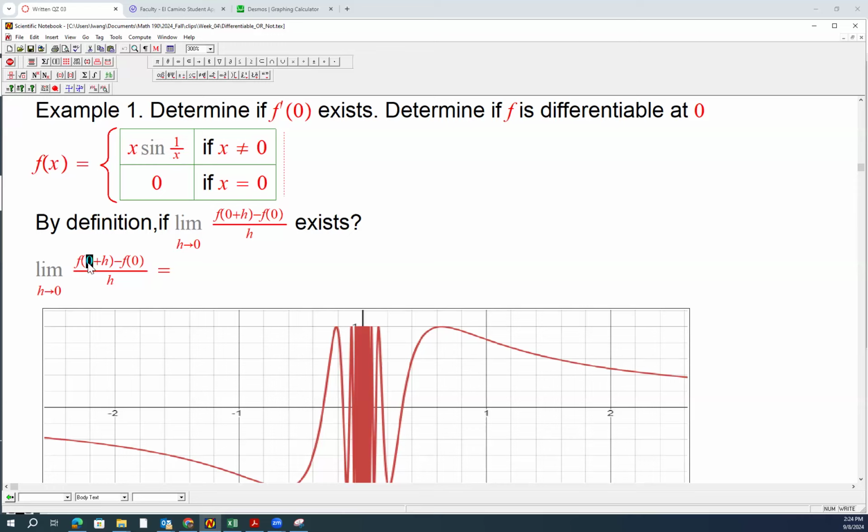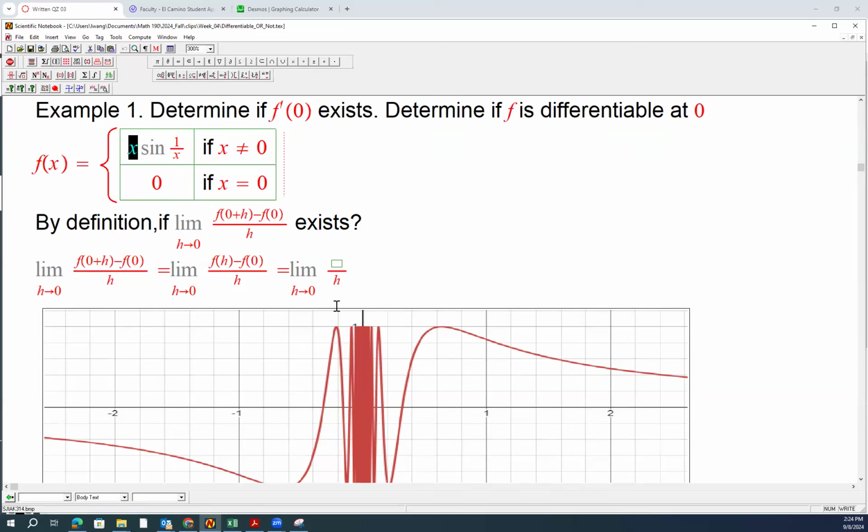Obviously, a is 0, so we got f of 0 plus h. We can simplify it to be that, right? And then we're going to plug in the limit, and we're going to plug in to find f of h. We plug in h in the function.